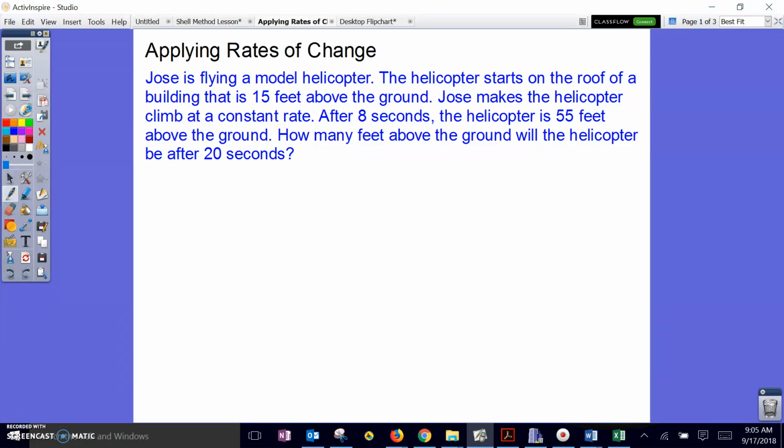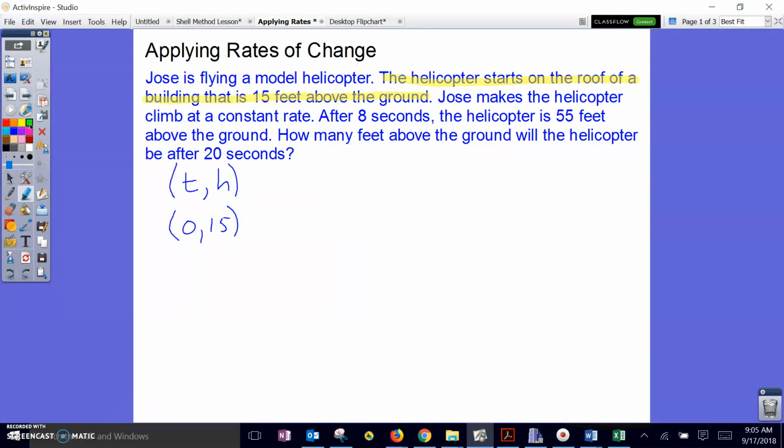Okay, so the first thing we want to do in this problem, if we're going to figure out how many feet above the ground the helicopter is going to be after 20 seconds, is find the rate of change, how fast the helicopter is climbing. And we're going to need 2 points in order to do that. Our first point comes to us from this sentence right here: the helicopter starts on the roof of a building that is 15 feet above the ground. So I'm going to write ordered pairs of this form: time, height. So at time 0, the height of the helicopter is 15.